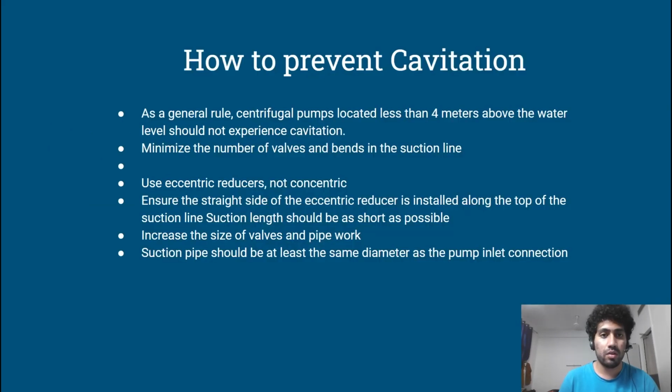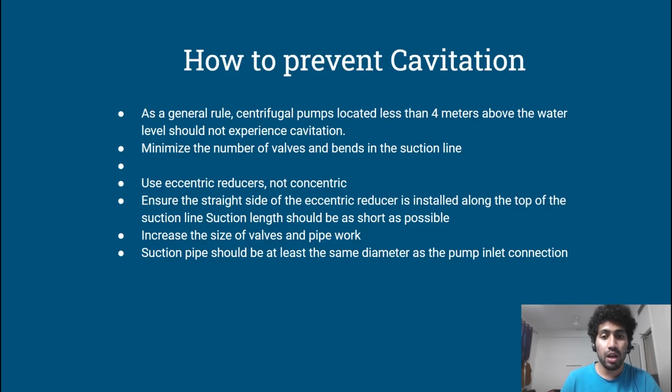Now, a natural thing which comes to mind is how to prevent cavitation. To prevent cavitation, there is a general rule: centrifugal pumps located less than 4 meters above the water level should not experience cavitation. We can minimize the number of valves and bends in the suction line. We can use eccentric reducers, not concentric. We can ensure that the straight side of the eccentric reducer is installed along the top of the suction line.